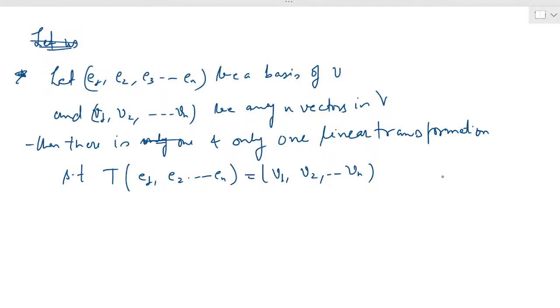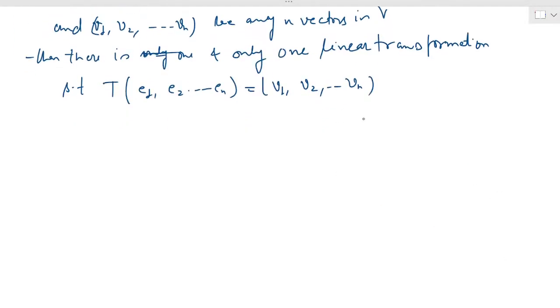So just by an example, I'm going to make you understand this. Let us take an example and understand what I want to convey.